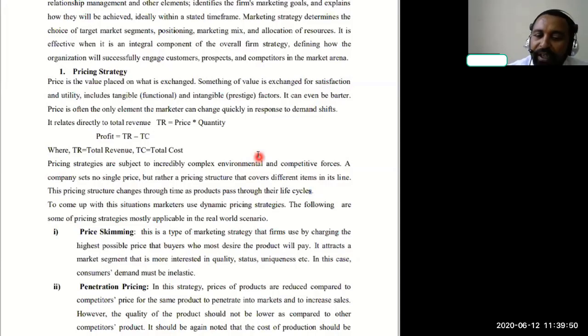Skimming means simply setting a higher price or charging the highest price for a short period of time. Skimming means a short-term pricing strategy. So in this case, you can come up with high quality products, unique quality products. Since your product is unique, since your product is high quality, you can set a higher price. Setting a higher price for a certain product is known as price skimming.